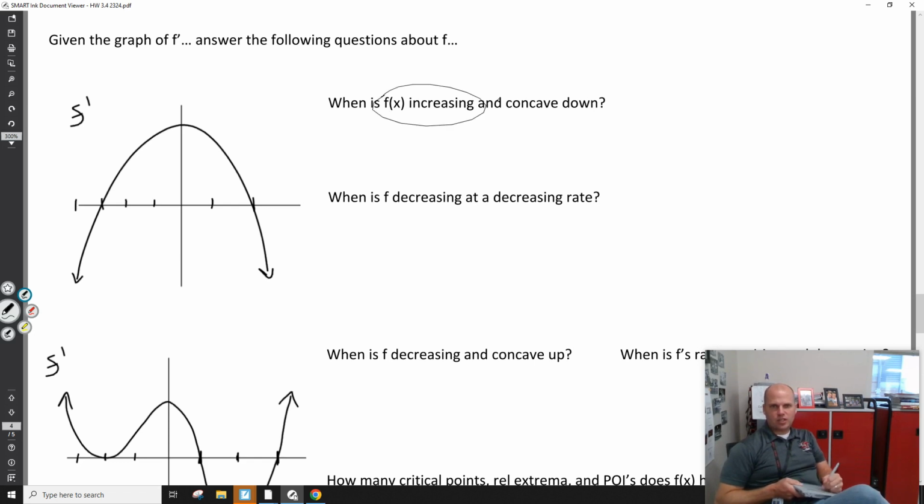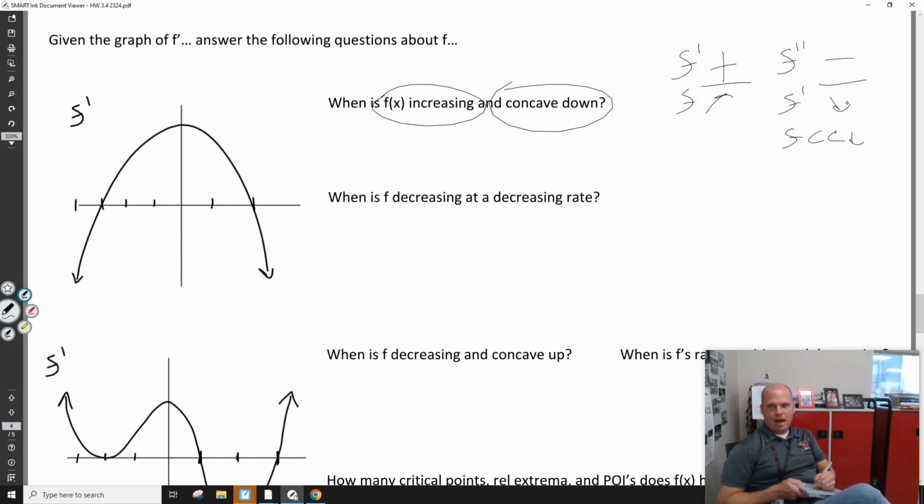F is increasing, F is concave down. I'm going to start with this. F is increasing. Okay, its derivative's got to be positive. Filled out the chart for F increasing. F is concave down. Okay, that means its derivative's got to be decreasing. That means its second derivative's got to be negative. I just filled out the charts.